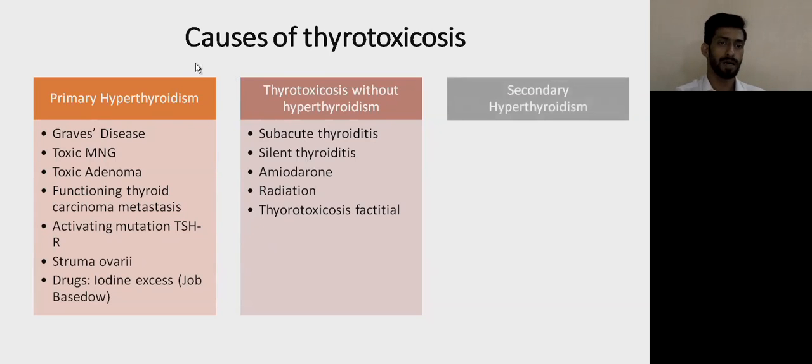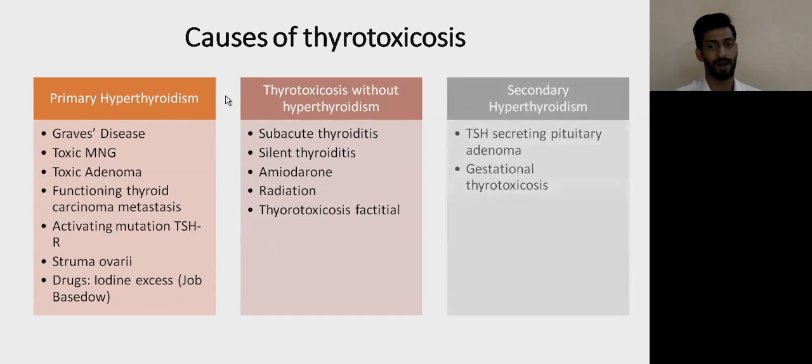And as usual, your secondary hyperthyroidism, which is causes above the thyroid, will usually be a TSH secreting pituitary adenoma, and a very important entity called gestational thyrotoxicosis. Why? Yeah, the same concept of the 4 glycoprotein hormones having a similar alpha subunit but different beta subunit. It's the same concept. When you have a very high HCG, it activates your TSH receptor.